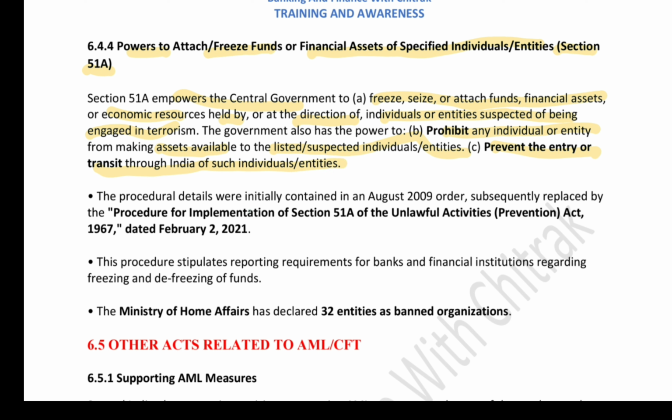The procedural details were initially contained in the August 2009 order. Then it was replaced by the procedure for implementation of Section 51A of the UAPA, dated February 2nd, 2021. This procedure stipulates reporting requirements for banks and financial institutions regarding freezing and defreezing of funds. Also, the Ministry of Home Affairs has declared 32 entities as banned organizations.